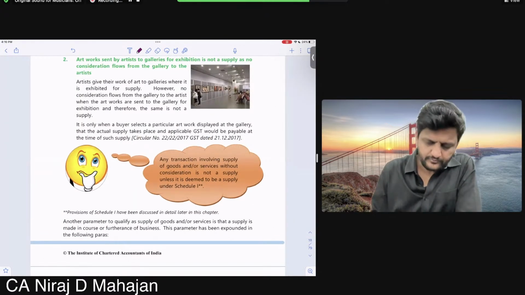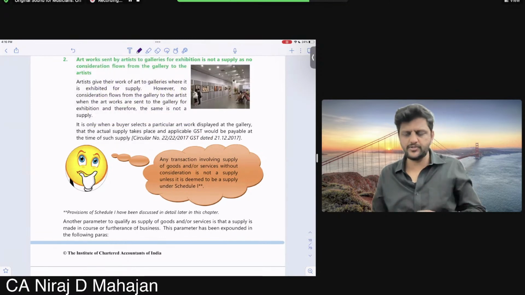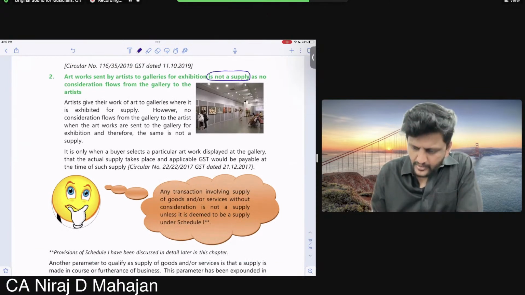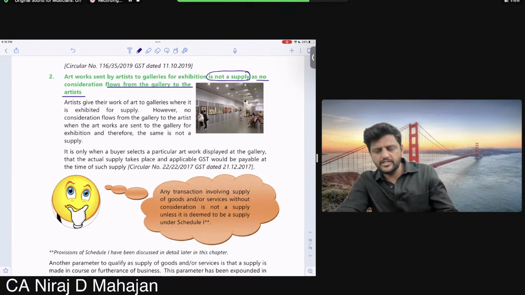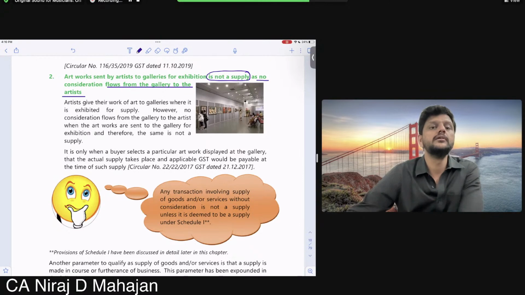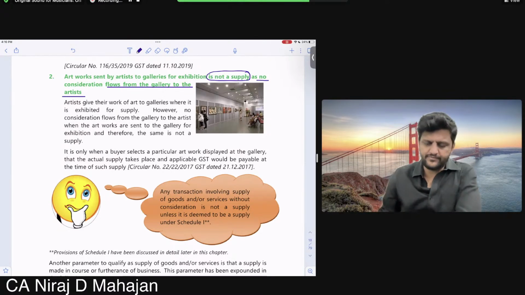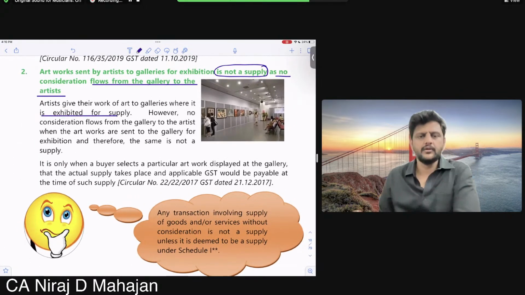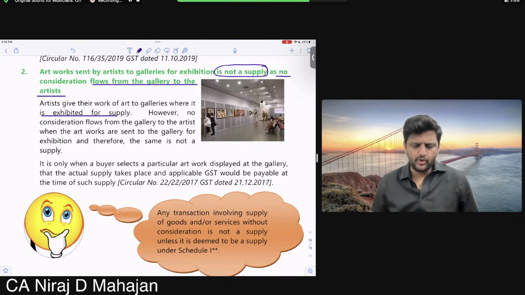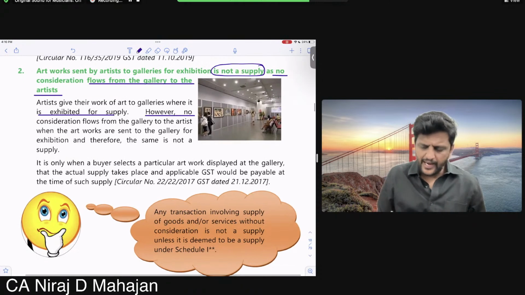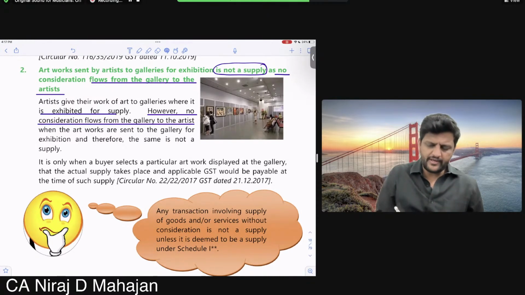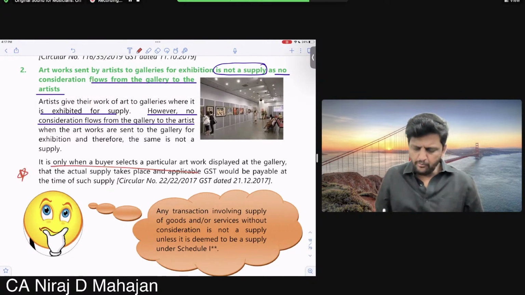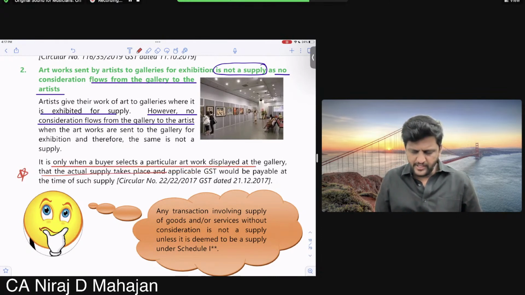So the last part for today. Artwork sent by artists to galleries for exhibition is not a supply, as no consideration flows from the gallery to the artist. Just because they are sending their items for display, there is nothing they are getting in return. Artists give their work of art to galleries where it is exhibited, displayed. However, no consideration flows from the gallery to the artist, and therefore it is not a supply. It is only when a buyer selects a particular artwork displayed at the gallery that the actual supply takes place. Applicable GST would be payable at the time of such supply.